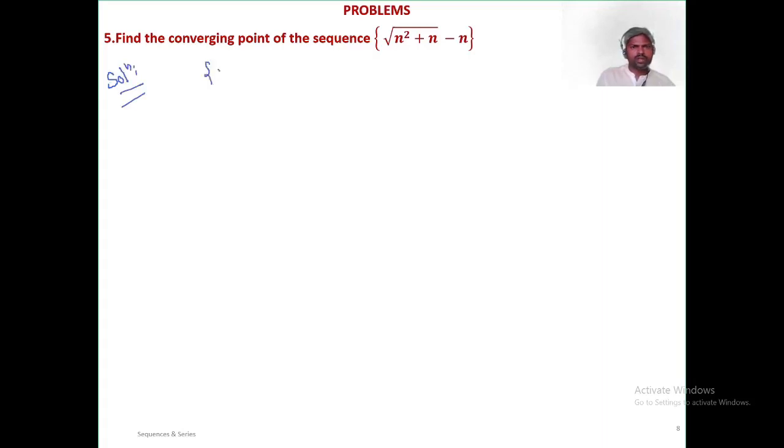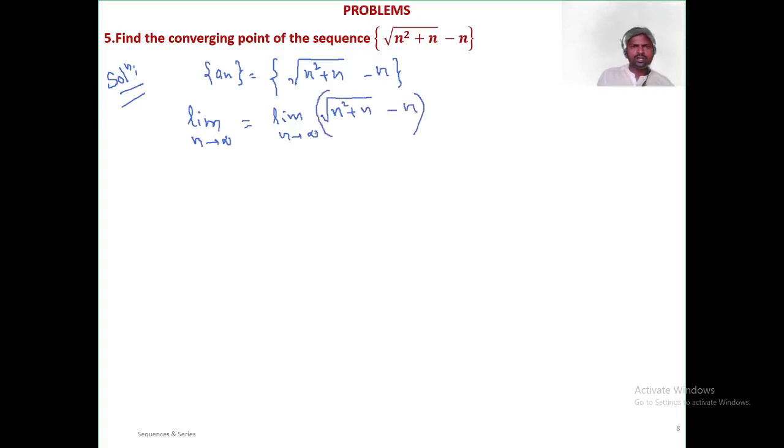Again the same, so assume the given sequence which is a_n, this is square root over n squared plus n, the square root is only for n squared plus n, and minus n. So this is the given sequence, and at what number does this sequence converge? So limit as n becomes large, or n tends to infinity, whatever. Now limit as n becomes large, square root of n squared plus n minus n.